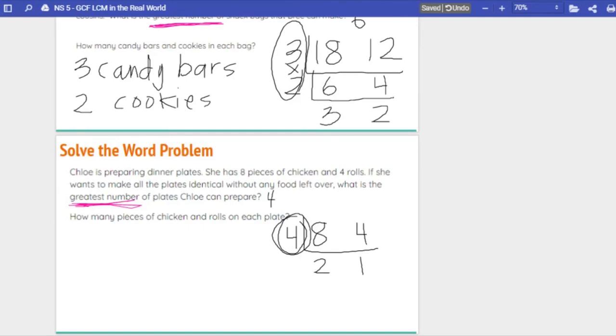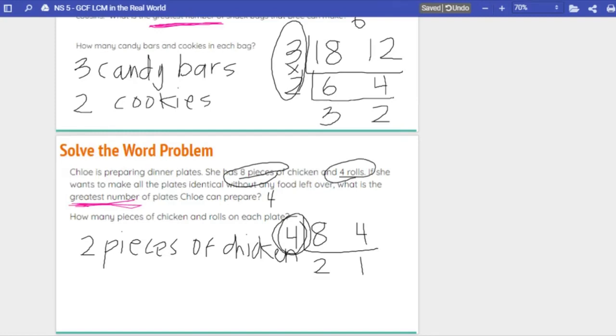Now, how many pieces of chicken will be on it? Well, how many pieces of chicken does she have? 8. Put on 4 plates. Everyone gets 2 pieces of chicken. And how many rolls? Well, there's only 4 rolls. Put on 4 plates. 4 divided by 4 is 1. So everyone gets 2 pieces of chicken and 1 roll.